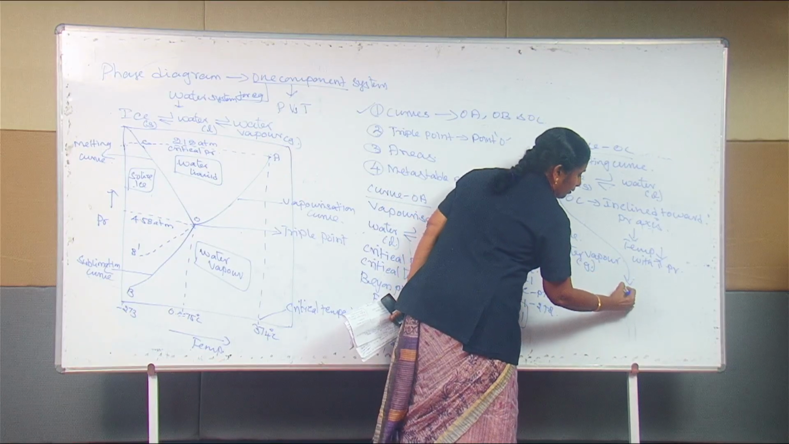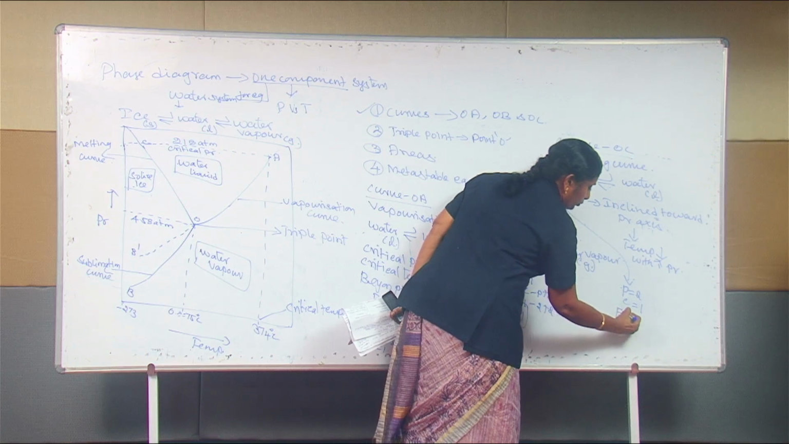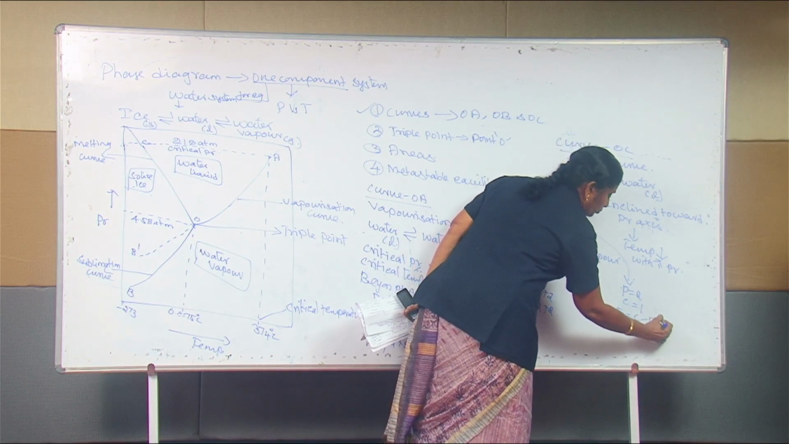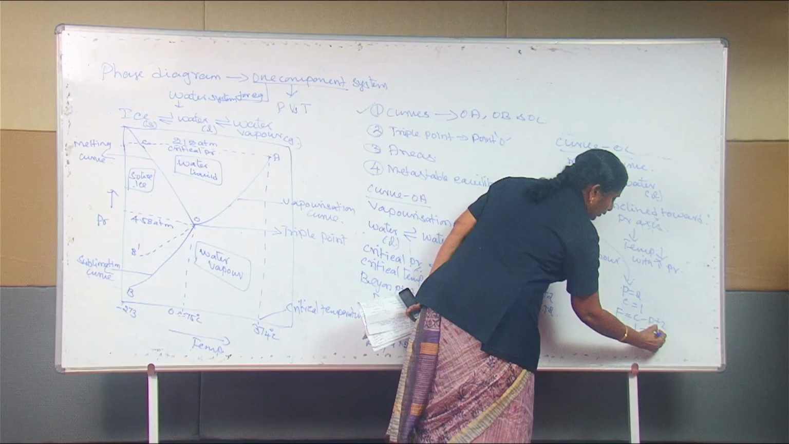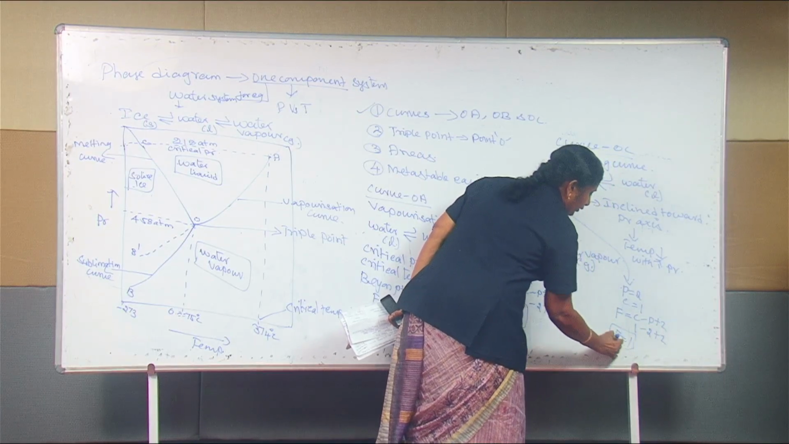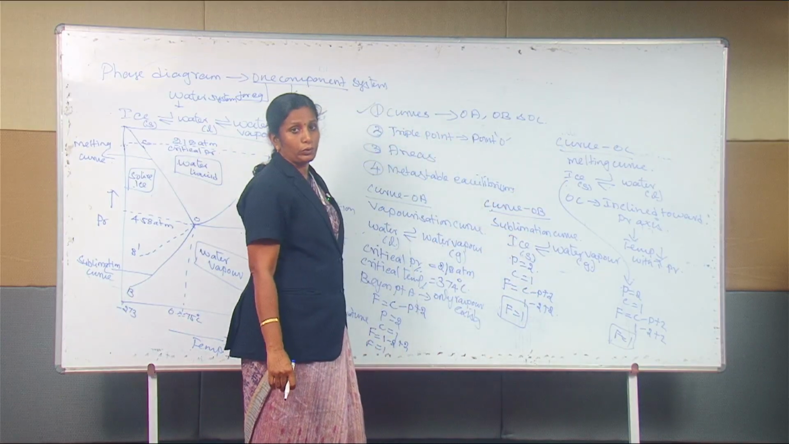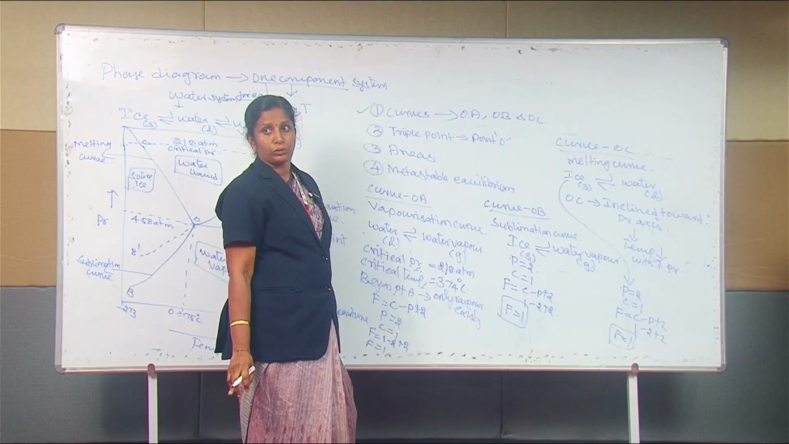Now by using the equilibrium equation, we calculate the number of phases. P is equal to 2 and C is equal to 1, and F is equal to C minus P plus 2, that is 1 minus 2 plus 2, that is F is equal to 1. Along the OC curve, the degree of freedom is univariant, or the degree of freedom is equal to 1.